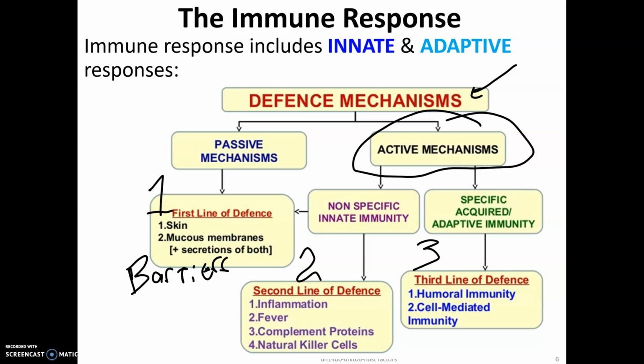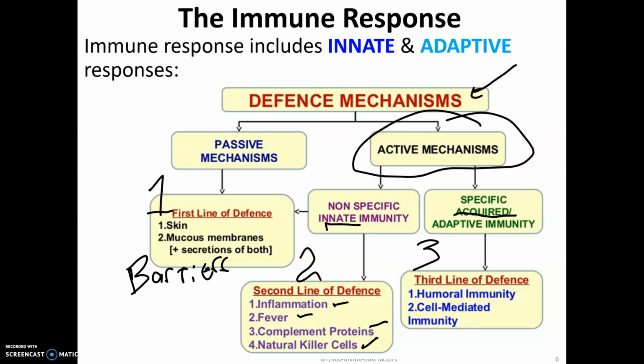Our active mechanisms we divide into non-specific innate immunity, and I'll talk more about innate in a minute, and then we have specific acquired immunity, and we'll talk about that as we keep going through the unit as well. So our innate immunity, our second line of defense, is going to comprise these four different things: inflammation, fever, our complement proteins, and our natural killer cells.